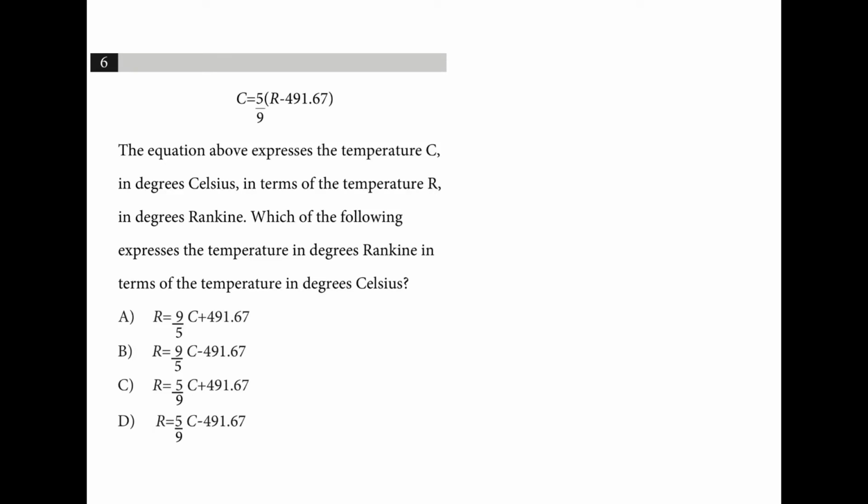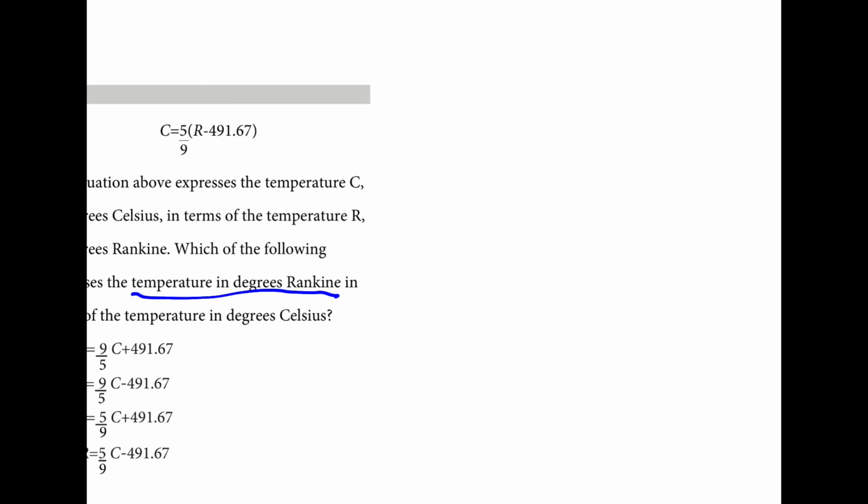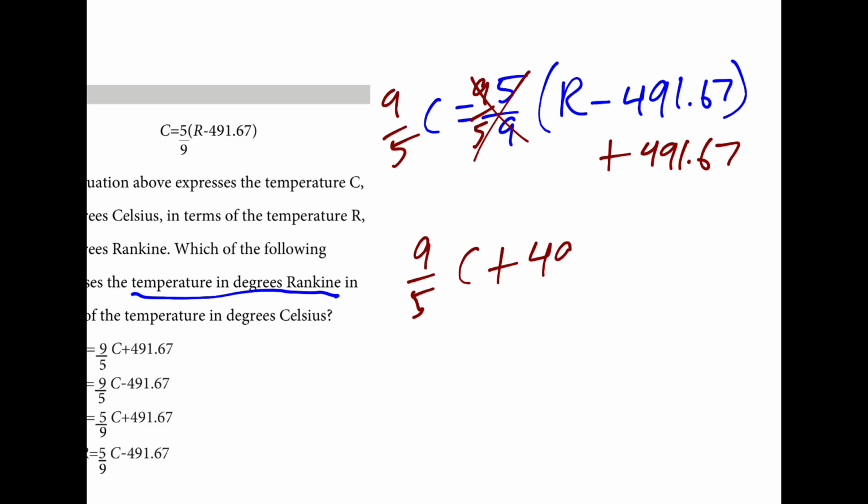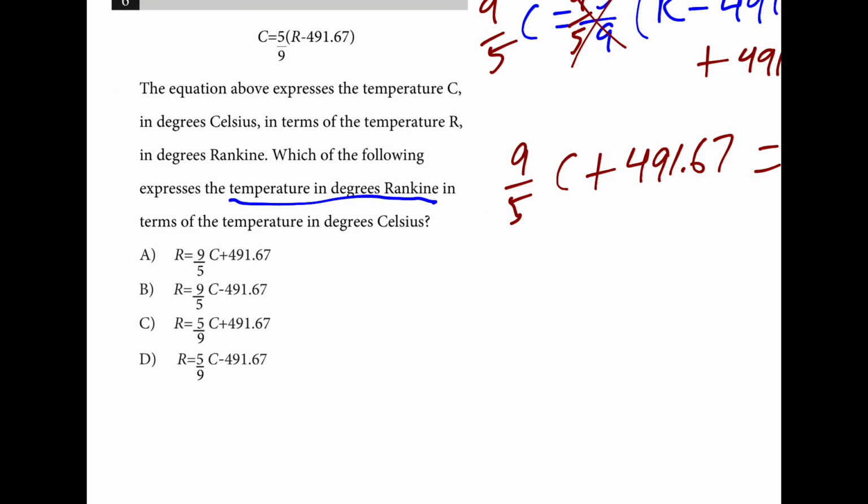Next up, I'm expressing the temperature in degrees Rankine. I don't know what that is. R. So I know I'm going to solve it for R. So I'm going to take my original equation and work backwards. So to get rid of 5/9, I can multiply by 9/5. Cancels out over here. Then I can add 491.67 to both sides, and I have 9/5 C plus 491.67 is equal to R. So they flipped the fractions and they had plus or minus, and this is the one that matches up.